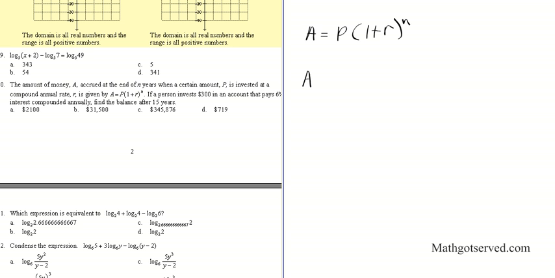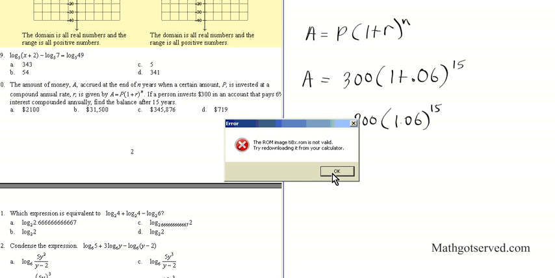So A is going to be the principal invested, 300, times 1 plus the interest rate R, which is 6%, so we have to write it as 0.06. And then the number of years is 15. Okay, so this becomes 300 times 1.06 raised to the 15th power. And then we're going to plug that into our calculator and see what the output is.